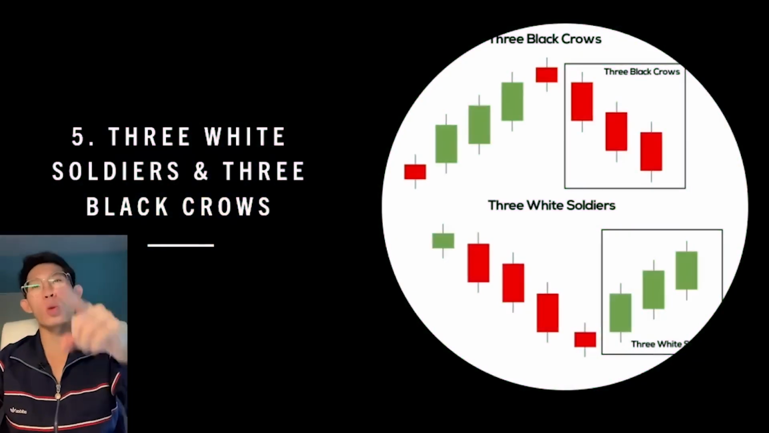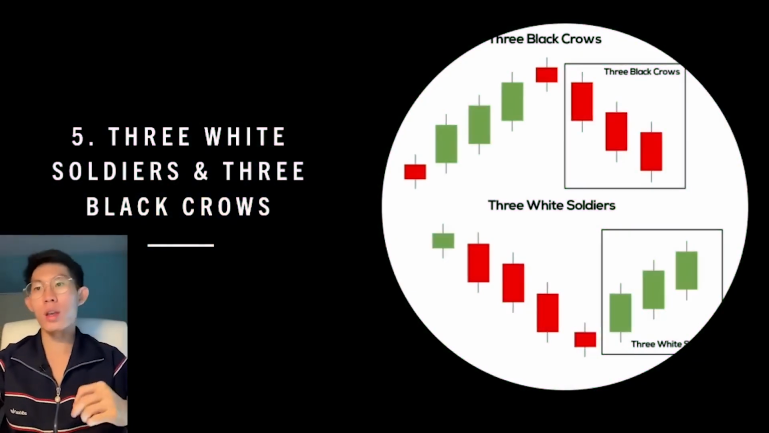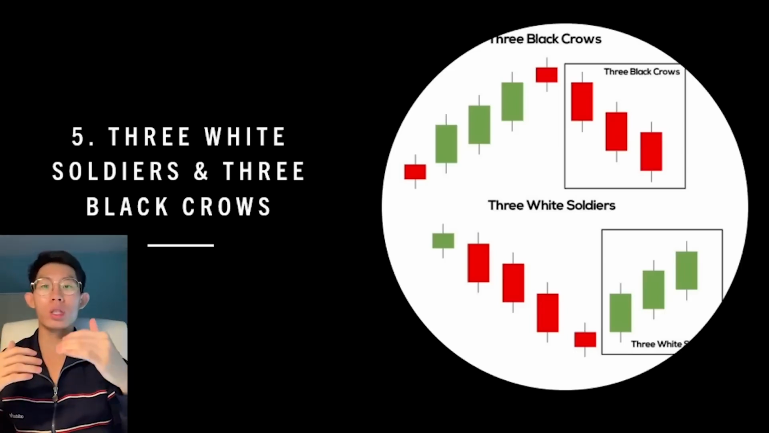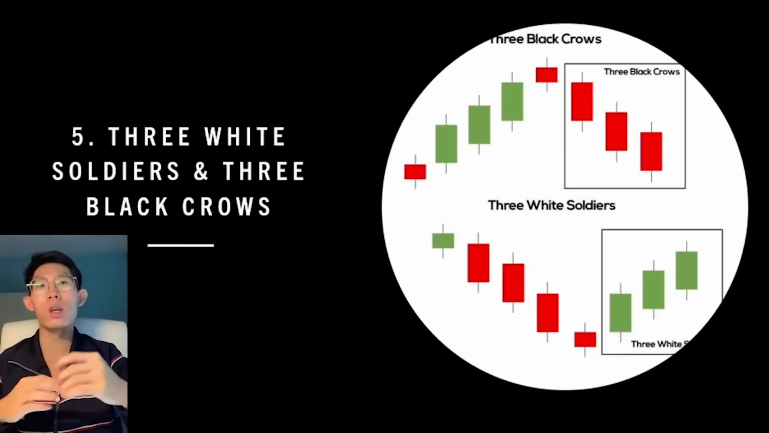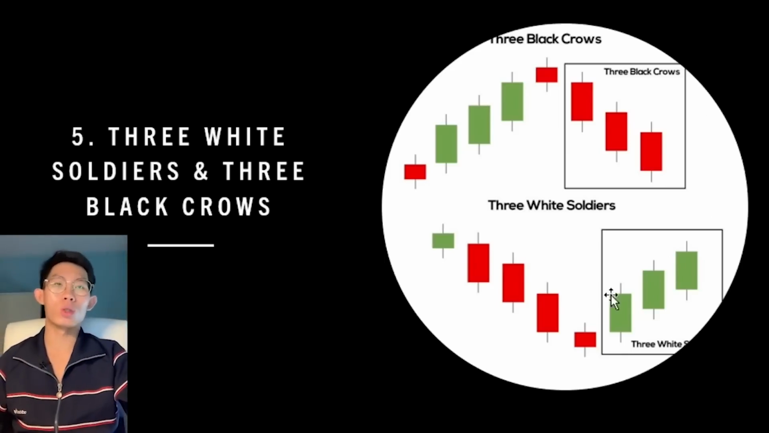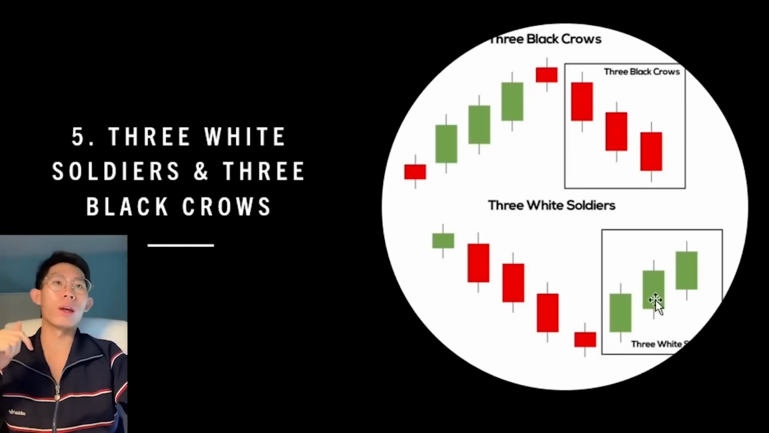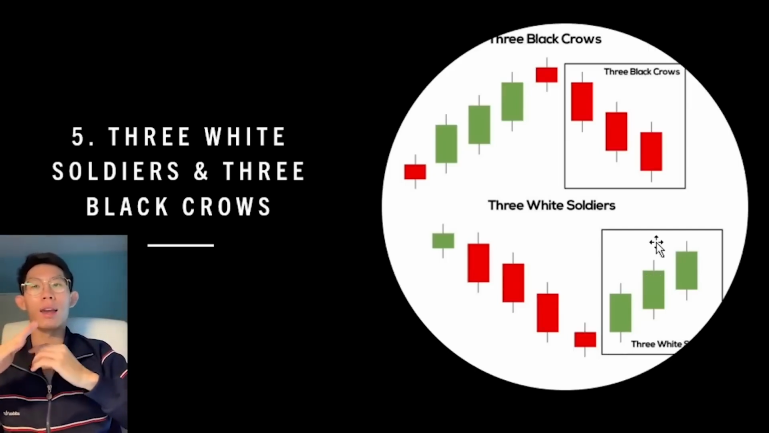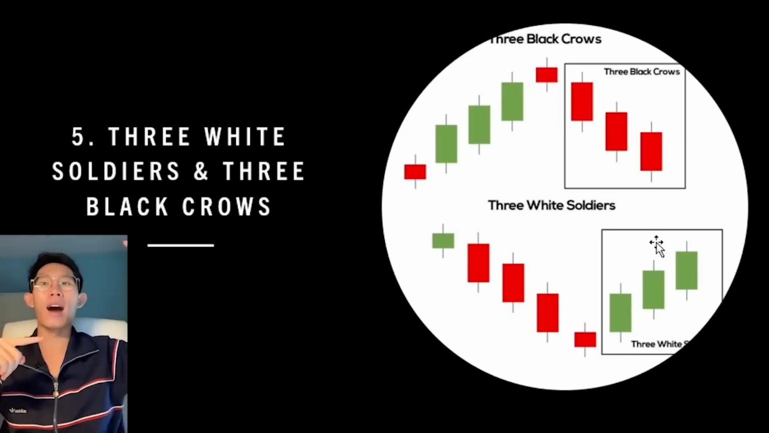Last but not least, we have the 3 white soldiers and the 3 black crows. The 3 white soldiers is a bullish reversal pattern that consists of 3 consecutive green bodies, each with a higher close. So you can see how over here, with the 3 white soldiers, each one closes at a higher price compared to the previous one, right? You see this one closes higher than this one. This one closes higher than this one.